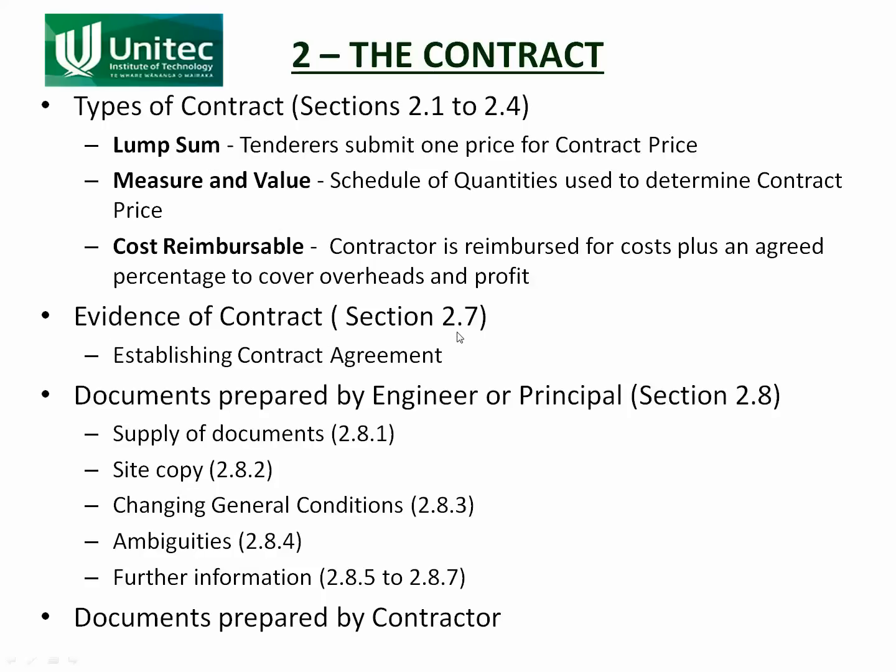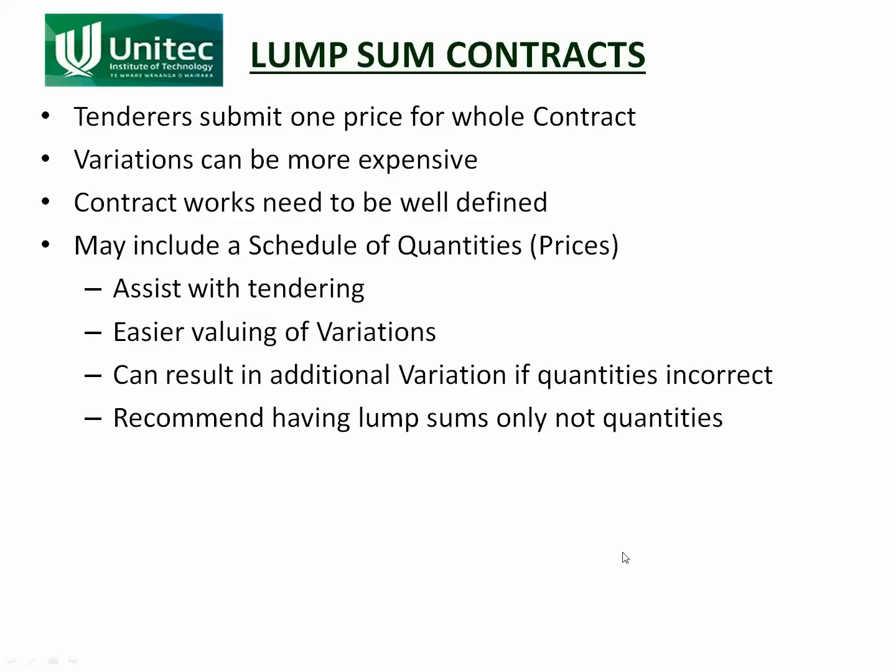The evidence of contract in 2.7 establishes that there is a contract agreement present and how it is proved to be a contract agreement. There are also sections there about what documents the engineer and the principal need to provide, and if there are any ambiguities or things that aren't well understood, what to do about it, and also about documents prepared by the contractor. So let's look at each one of these types of contracts in a bit more detail.